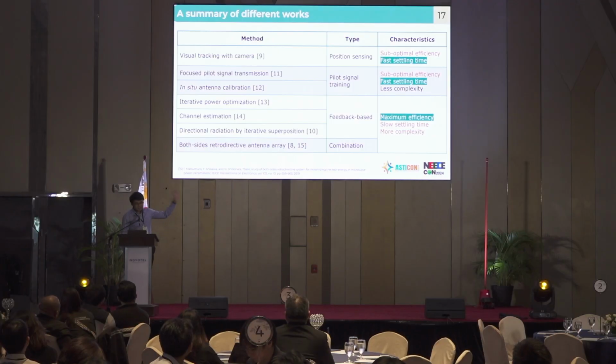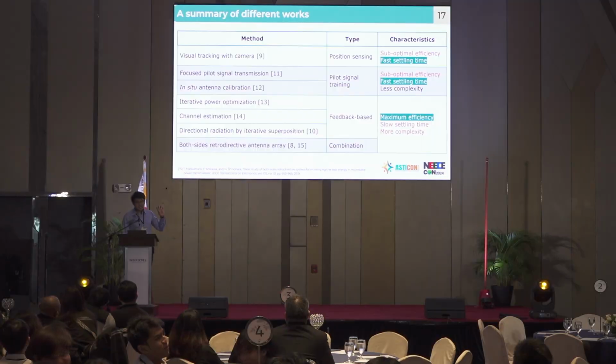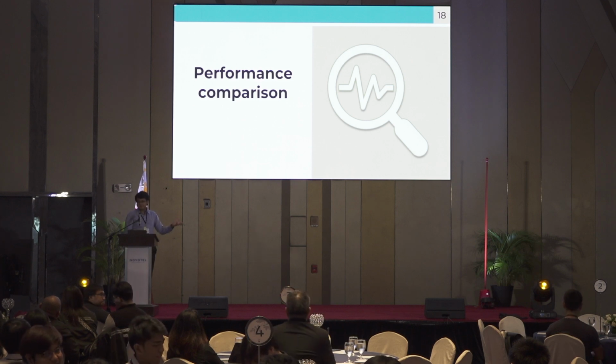This is a summary of all the works that we've reviewed for the different methods. Basically, you can see that there's a trade-off between your feedback, your settling time, how fast your system settles, compared to achieving the maximum possible efficiency. If you want to be fast, it's hard to achieve maximum possible efficiency. But if you have enough time to adjust, you're able to transmit in the maximum efficiency mode. Let's have some performance comparison.